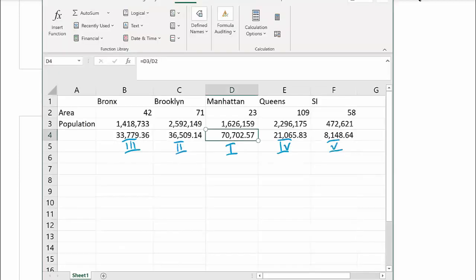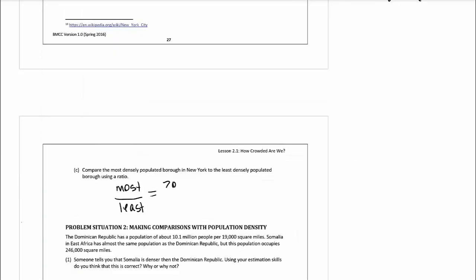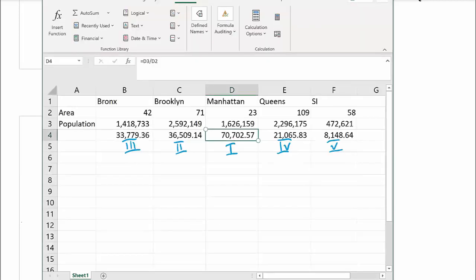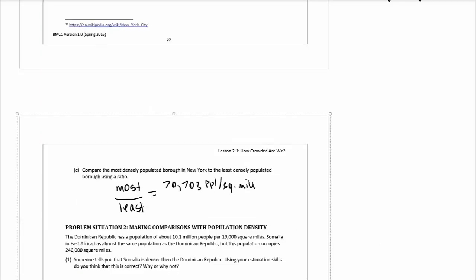So the most was Manhattan, so 70,703 people per square mile. These are the units. I rounded to the nearest person. And the least dense is Staten Island, which is 8,149.